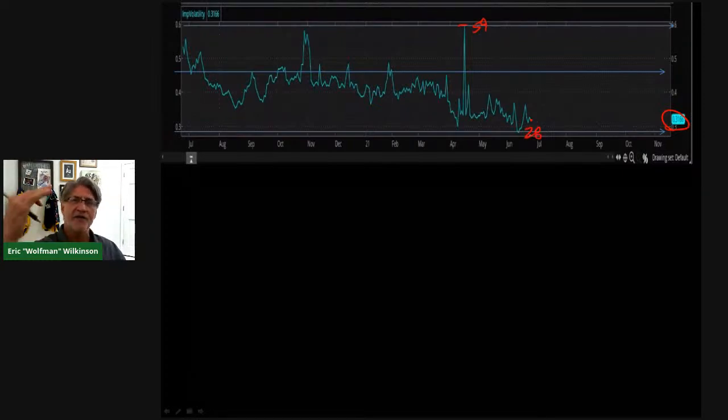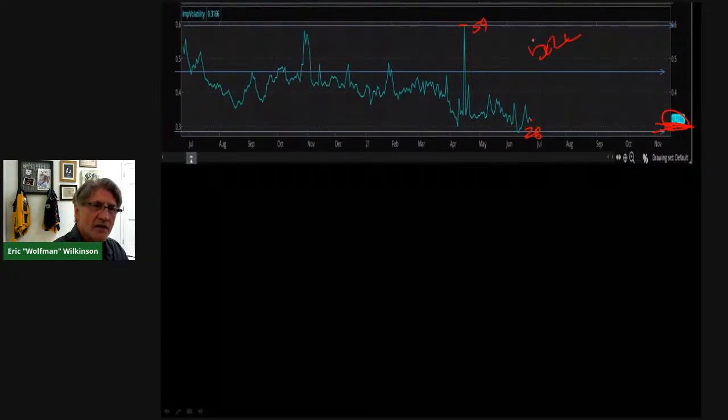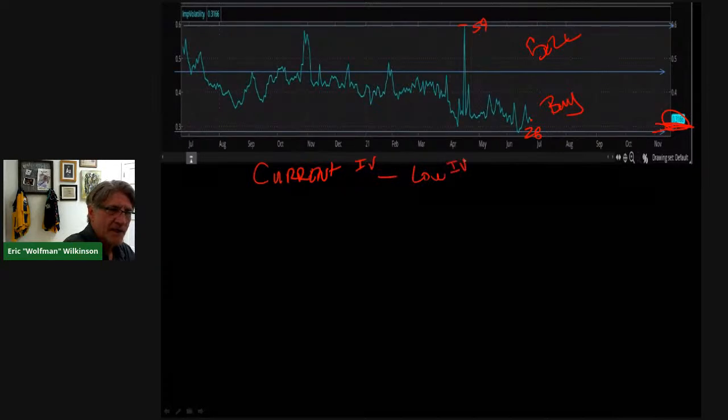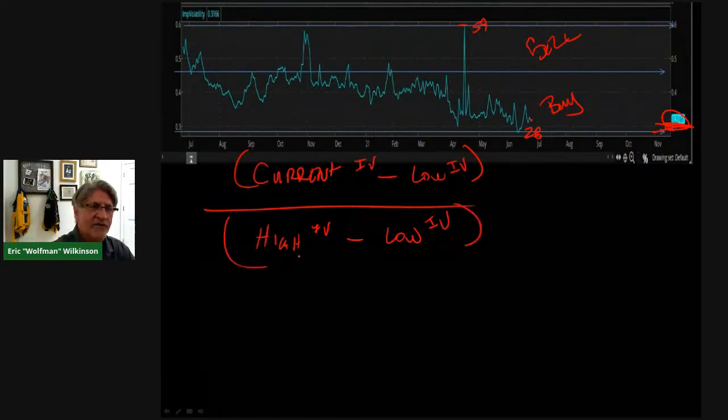All right, so we've got the high and the low. What we're trying to determine is where this is in relation to that range. What I like to say is this is the sell zone, and this is the buy zone. All right, so you want to be buying premium down here and selling premium when it is elevated at those levels. And if you really want to dig into the details of this, you basically take the current implied volatility minus the low implied volatility. You take that sum and divide it by the sum of the high implied volatility minus the low implied volatility. All right. So really what this is telling us is where we fall in this range.